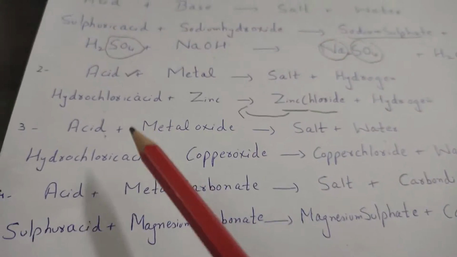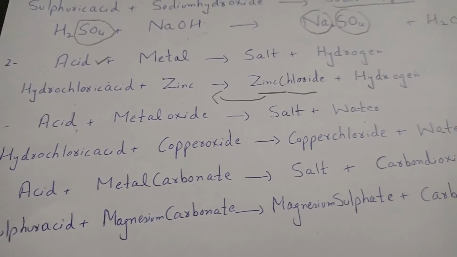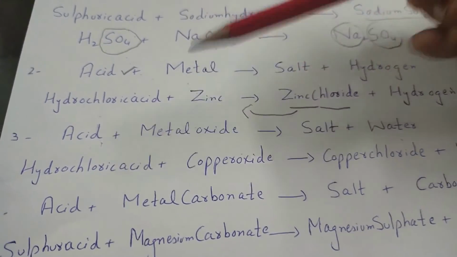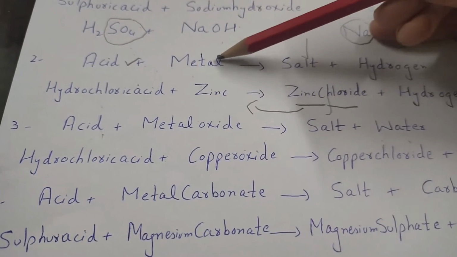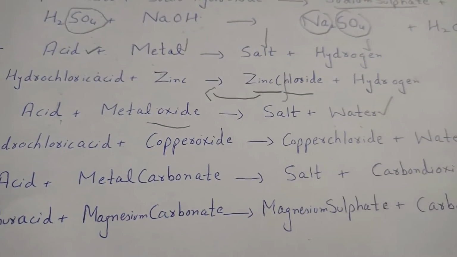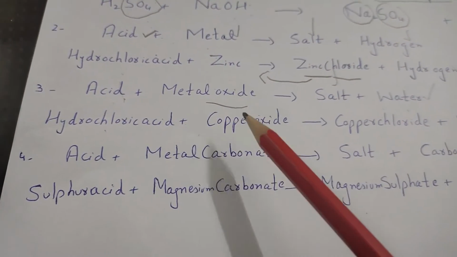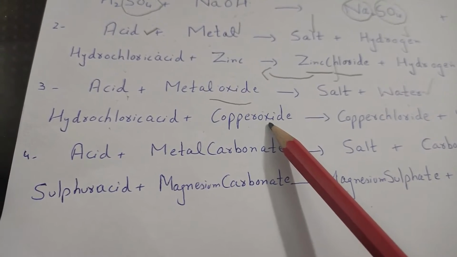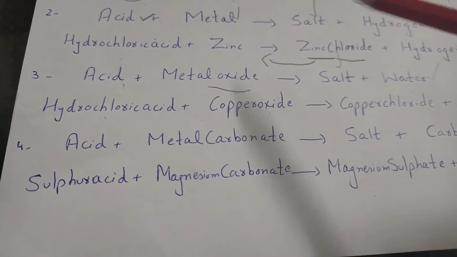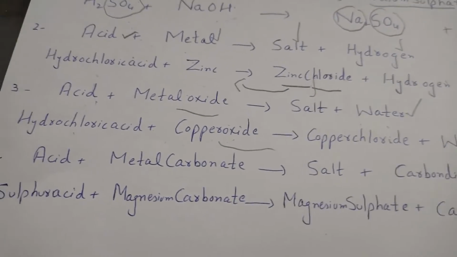Now, the most important point, if you note: when acid and metal react, we are getting the salt, but with metal we are getting hydrogen. But with metal oxide, we are getting water, not hydrogen. So you can say that hydrochloric acid plus copper oxide, when you react them, we will get copper chloride. Again, the first name from the metal and chloride from the acid, along with water.